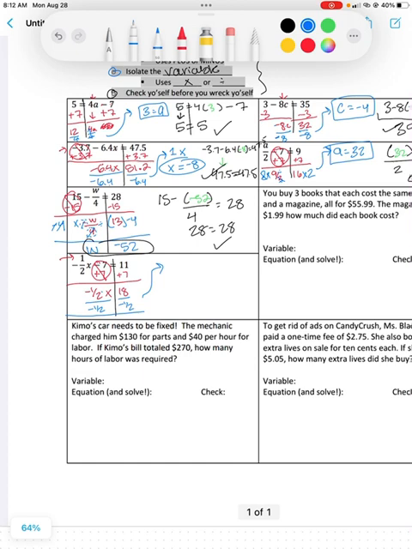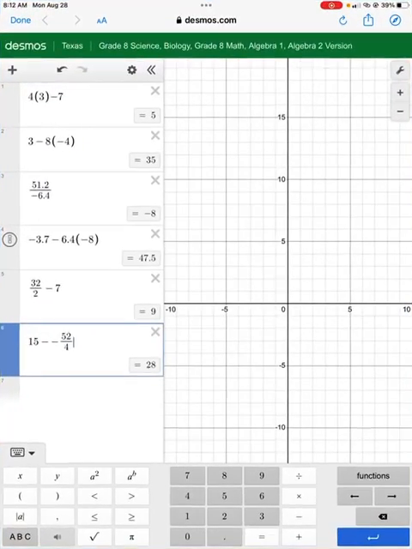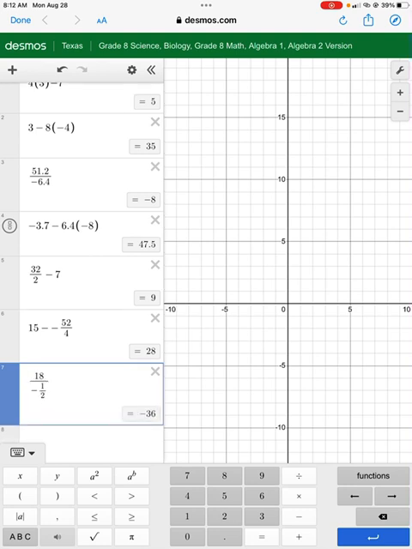I know that a number divided by itself leaves us with 1, so we'll have 1x, or just x, equals 18 divided by negative 1/2. We need 18 divided by negative 1/2. It does look a little funky, but here we have negative 36.